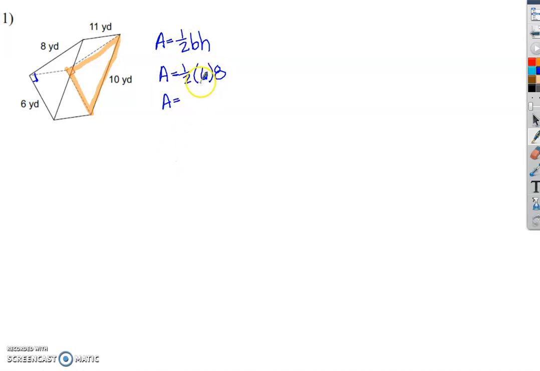Half of 6 is 3, and 3 times 8 is 24. And there's 2 of them, right? There's this orange triangle in the back and the one in the front. So we need 2 24s.